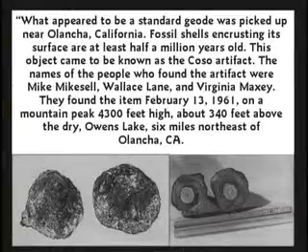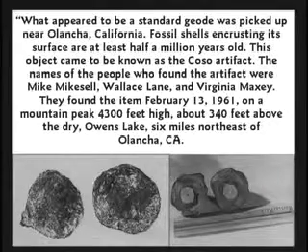What appeared to be a standard geode was picked up near Olancha, California. Fossil shells encrusting its surface are at least 500,000 years old. Yeah, right. The object came to be known as a Coso artifact. The names of the people who found it were Mike Sull and others. They found it in 1961 on a mountain peak 4,300 feet high, 340 feet above the dry Owens Lake.